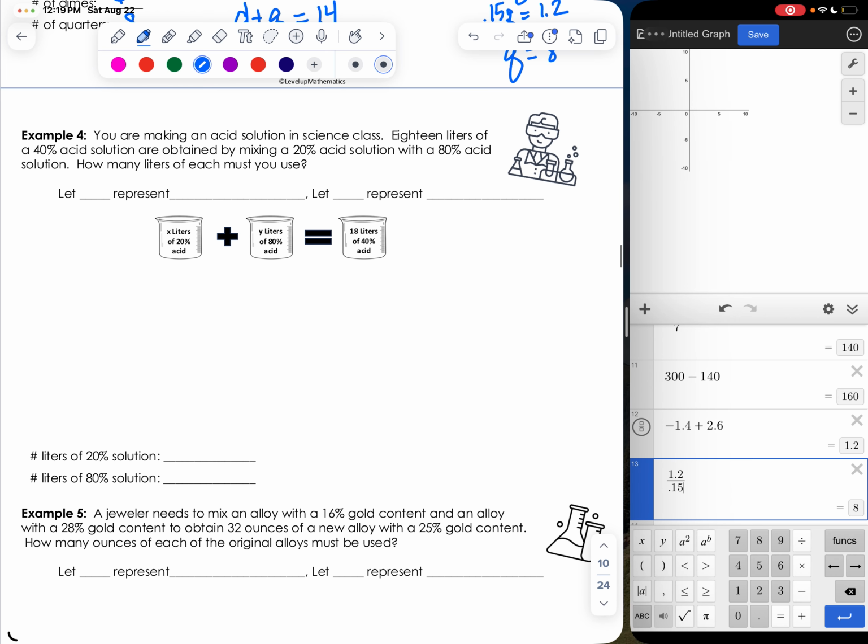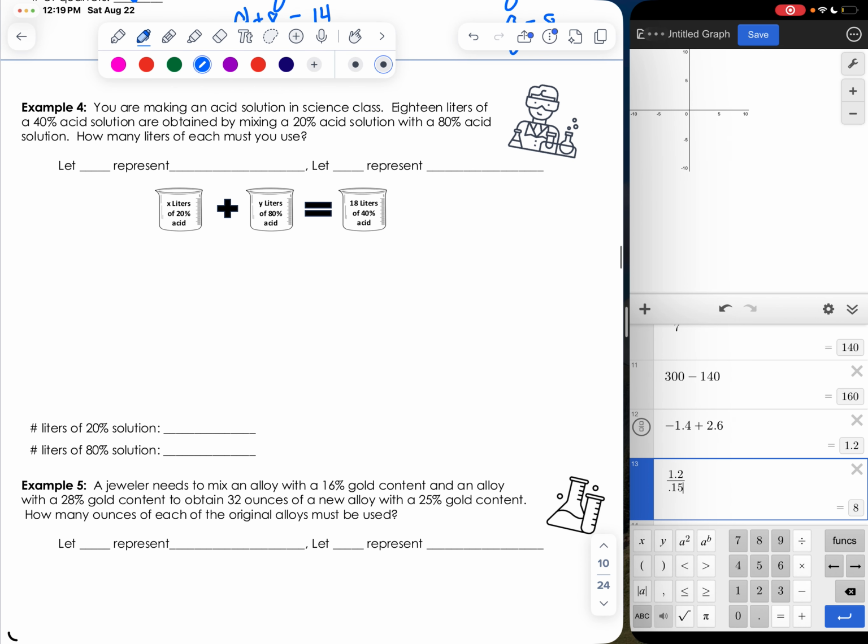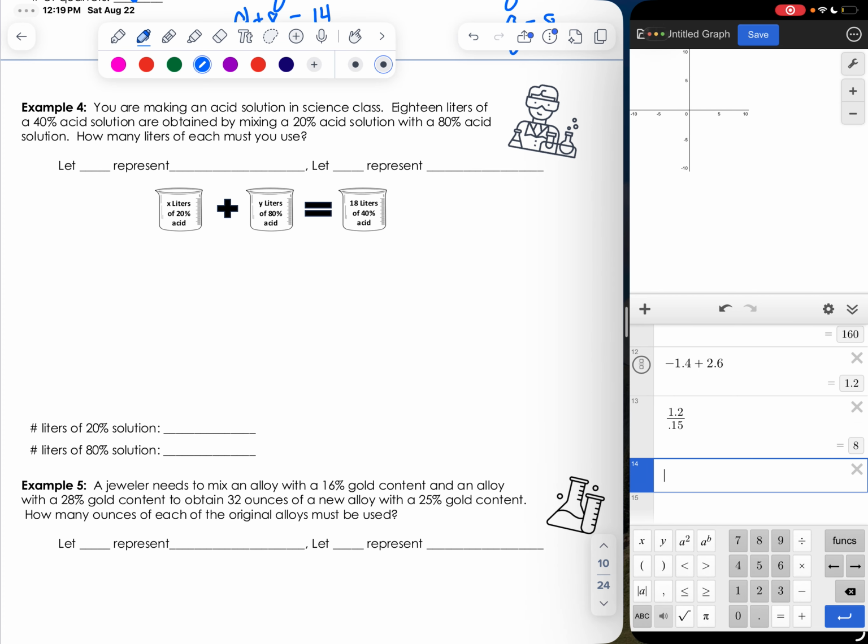All right. Now, example 4 and 5, we're going to look at something called mixture problems. In example 4, it says you are making an acid solution in science class. 18 liters of a 40% acid solution are obtained by mixing a 20% acid solution with an 80% acid solution. How many liters of each must you use?